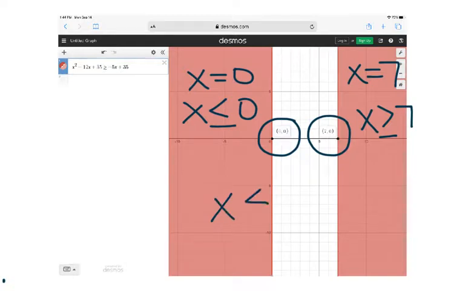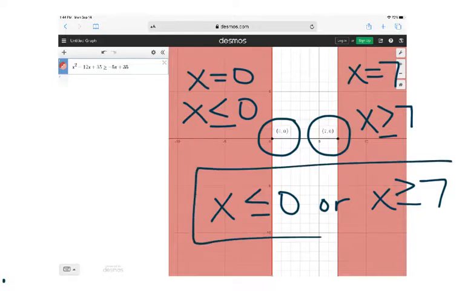So this is a range of values. And so what I'm saying is if I pick any number that's less than or equal to 0 or any number that's greater than or equal to 7, and I plug it in, it'll give me a true statement. I just can't pick any number between 0 and 7. Okay.